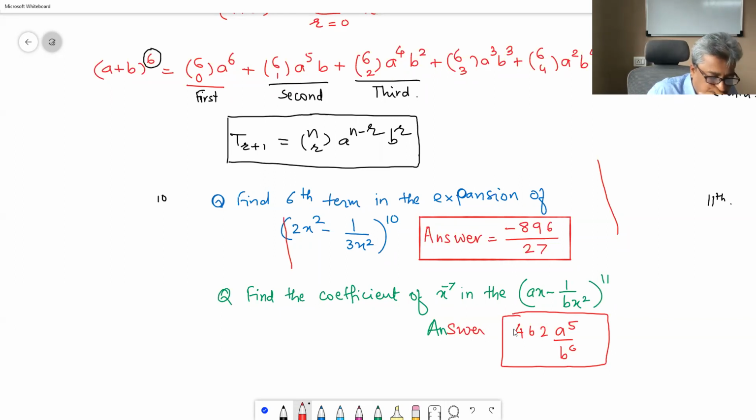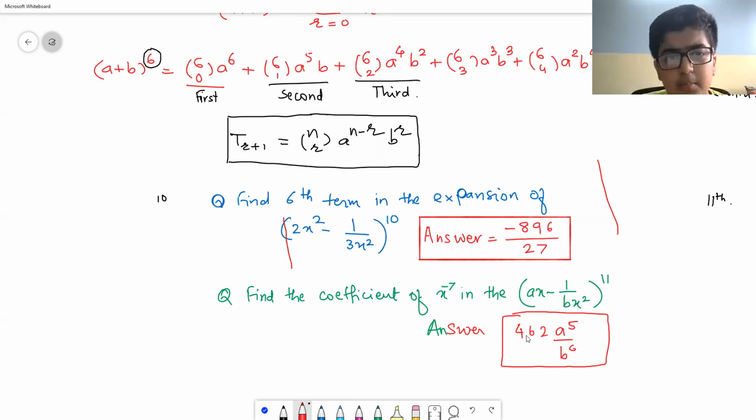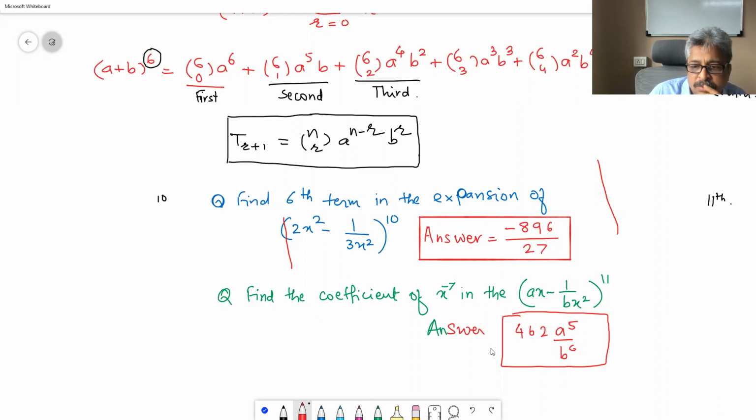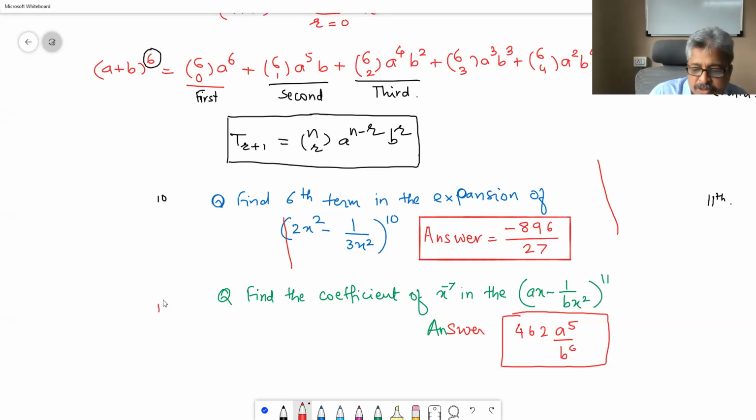Sir, isn't it 210? Okay. Sir, I think it should be only 462. Sir, I think so. It should be 210. All of them are getting 462. If you could just cross check if it is 210. Yeah, I will solve on the board.